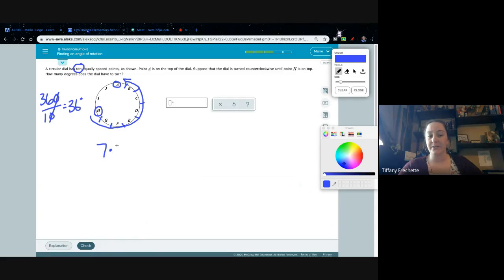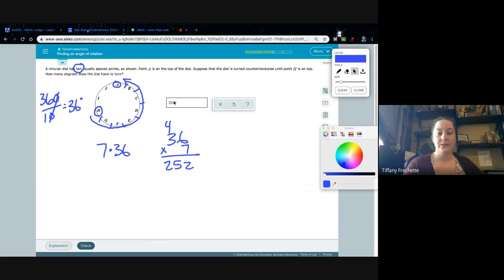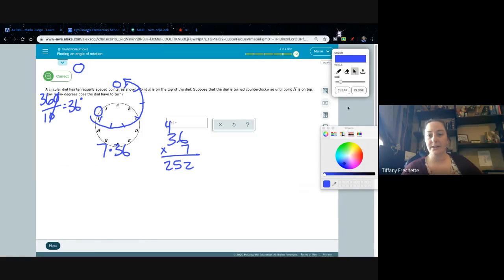I moved 7 of them, so I need to multiply by 36. Again, I don't like looking at it horizontally, so I'm going to change it this way. So I get 42. 21 plus 4 is 25. All right. So 252. Check. Yay, we finished that one.